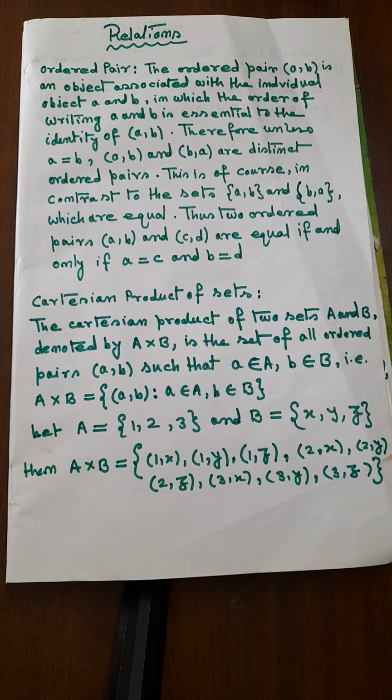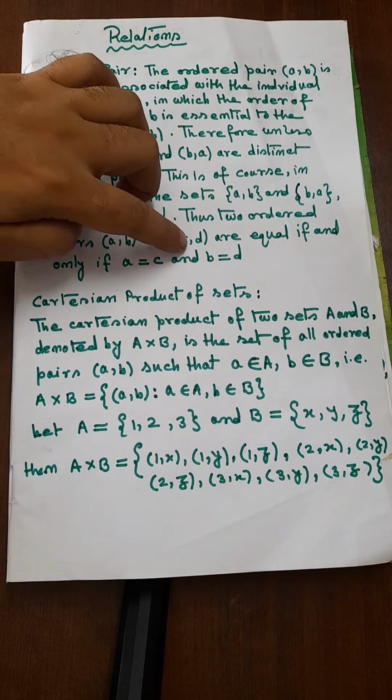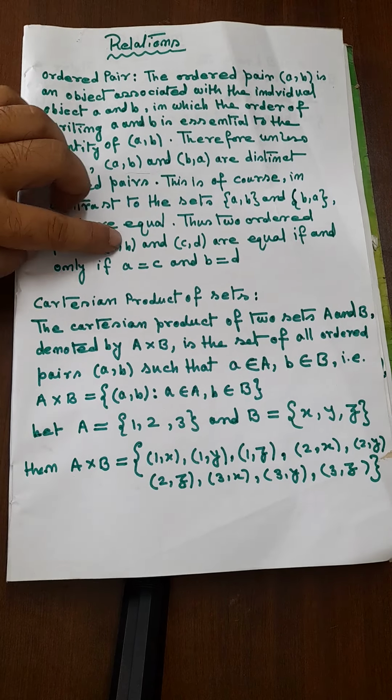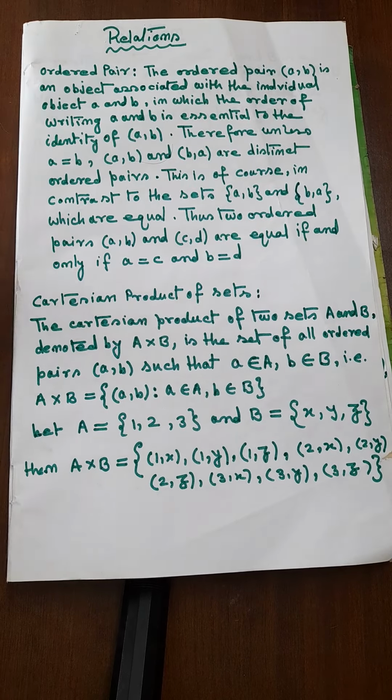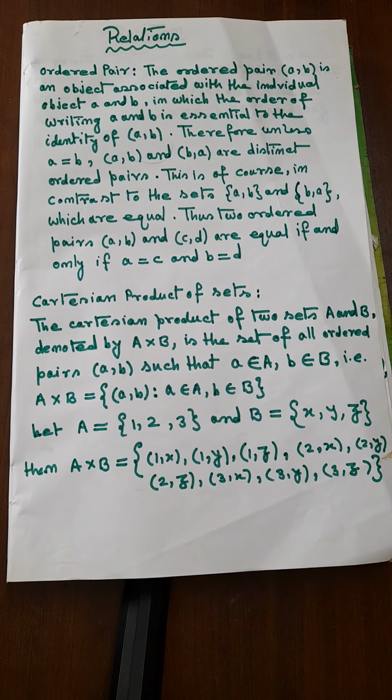Thus two ordered pairs (a, b) and (c, d) are equal if and only if a equals c and b equals d. That means when will (a, b) and (c, d) be equal? When the first elements of the ordered pairs, a and c, and the second elements, b and d, are equal, only then can we say that (a, b) and (c, d) are equal.